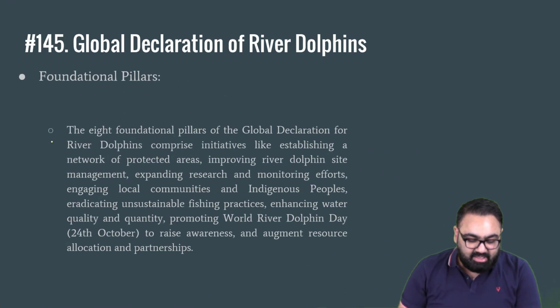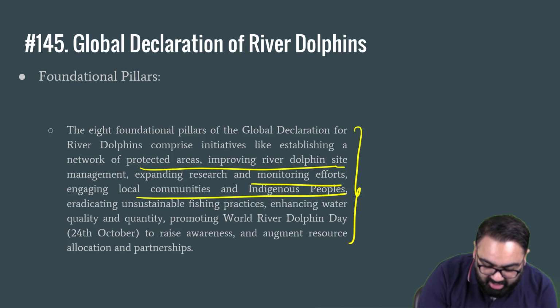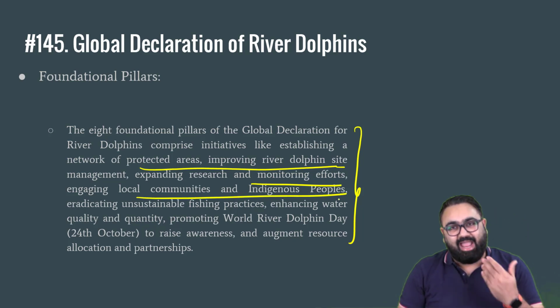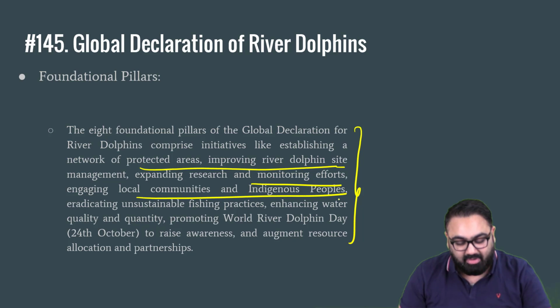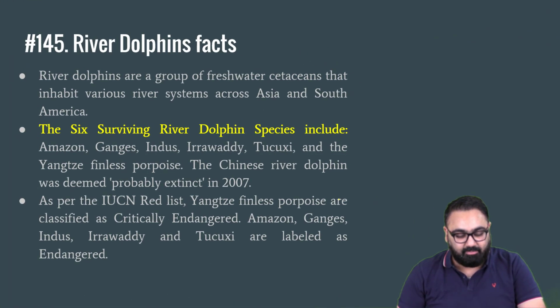The idea is to have a network of protected areas, improve river dolphin site management, expand research, engage with the local community and indigenous people, help them understand this problem, raise awareness about dolphins and how to increase their population, and take help of the experts as well going forward.